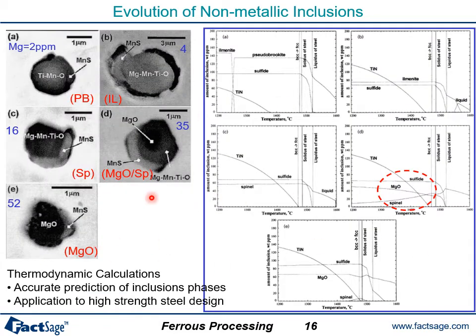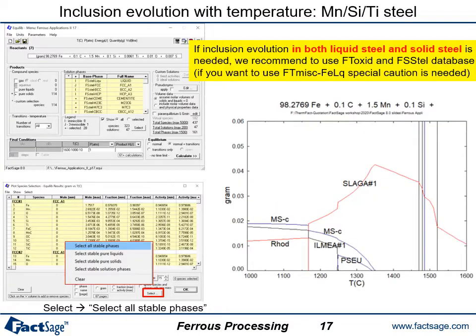And so this is also another morphology change with the addition of MgO. And then here you can see the thermodynamic calculation result against the experimental data. And this was very well matched with experimental data. As one of the examples, let's try to do this calculation.